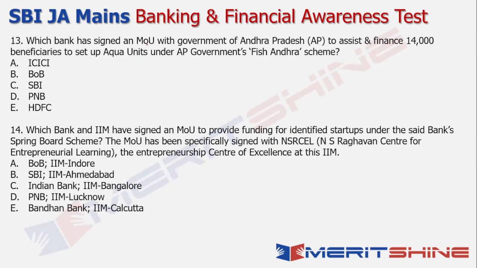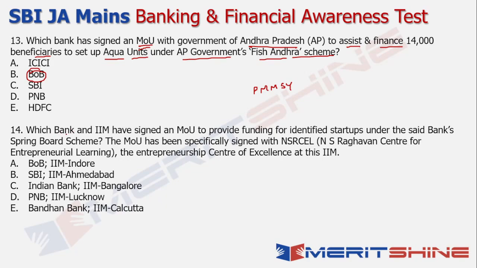Which bank has basically signed a memorandum of understanding with the government of Andhra Pradesh in order to assist and finance over 14,000 beneficiaries to set up Aqua units under AP government's Fish Andhra scheme? So it's fairly understandable. When I'm talking about anything around fish, it has to be under the PMMSY, which is the Pradhan Mantri Matsya Sampada Yojana, right? So the answer in this case happens to be Bank of Baroda. That's the entity which is actually working together with the government of Andhra Pradesh in order to basically set up Aqua units in the Fish Andhra scheme.